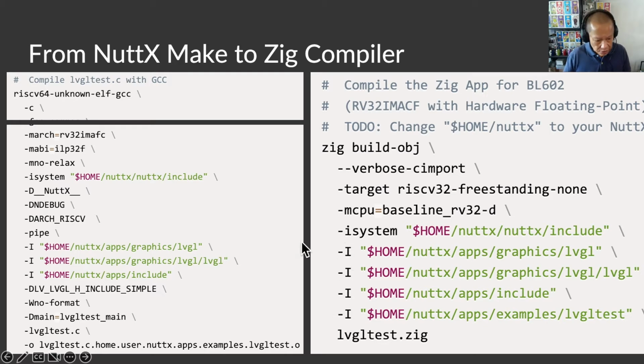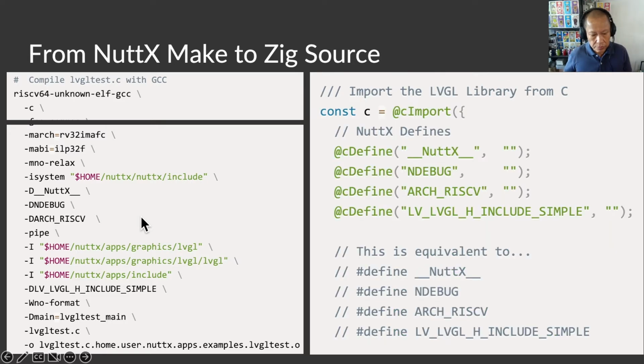Now, what about the rest of the GCC options, like NuttX, NDEBUG, RISC-V? Well, we copied these C macros to our Zig program as C defines, since the Zig compiler won't accept these options.